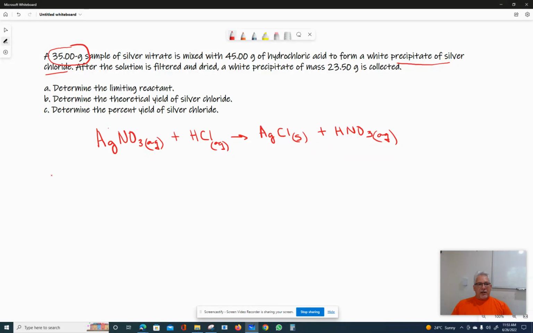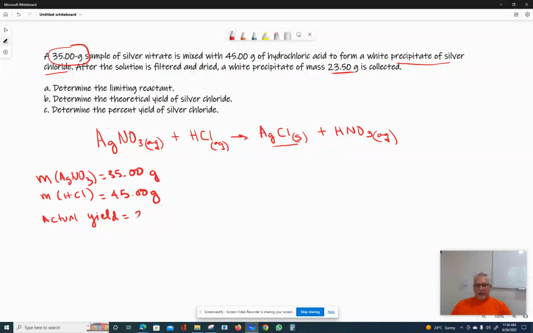So they gave you 35 grams of silver nitrate. Mass of silver nitrate will be 35.00 gram, and the mass of hydrochloric acid is equal to 45 gram. And they give you, this is the actual yield, because this is the mass of this compound that is being collected. So let me call it actual yield. And the actual yield, I will show you the formula in a few minutes.